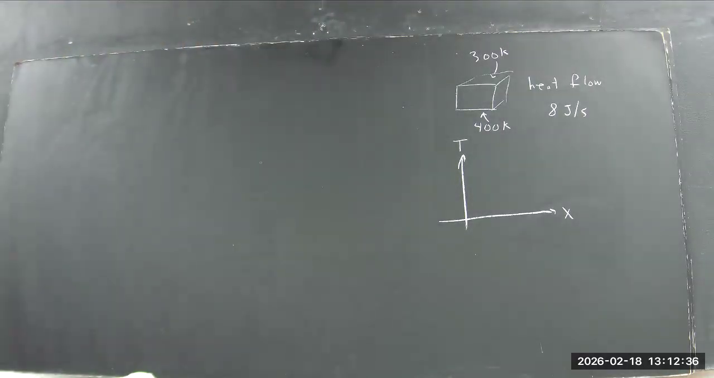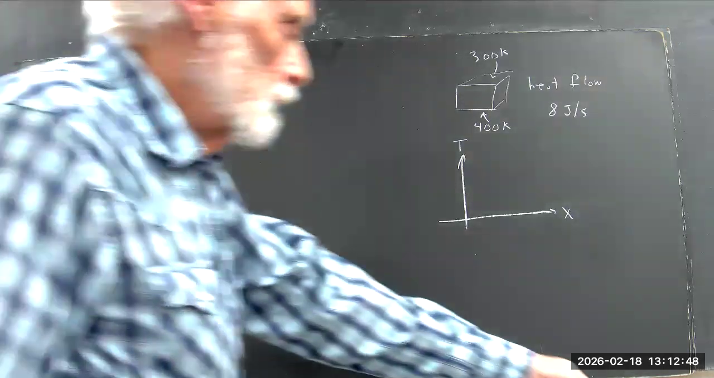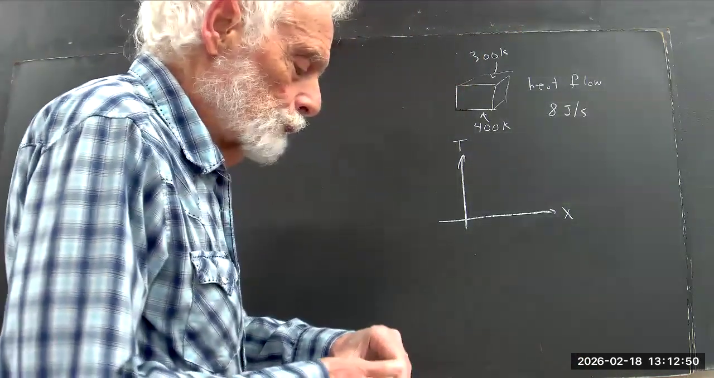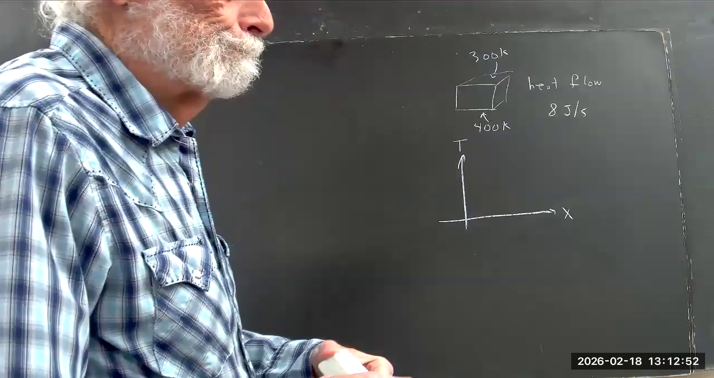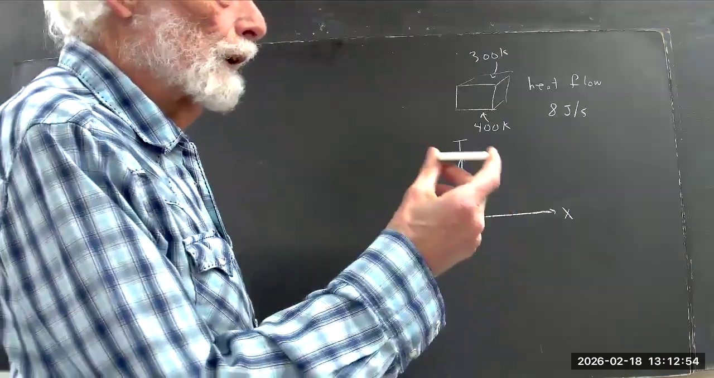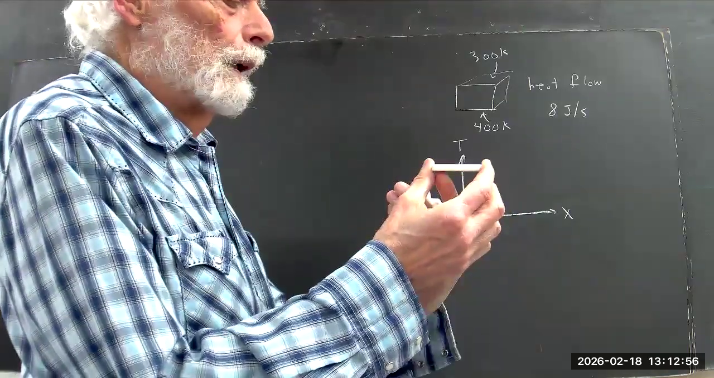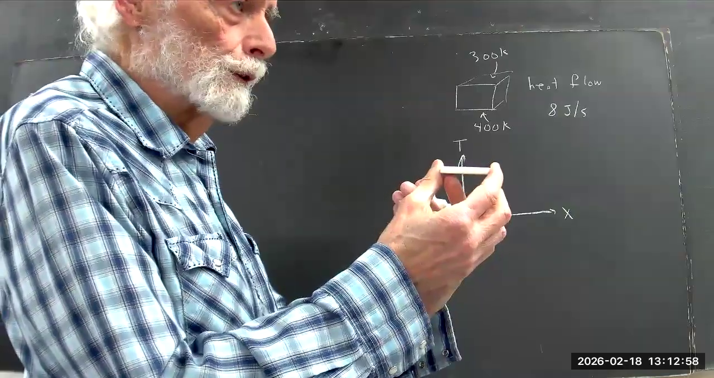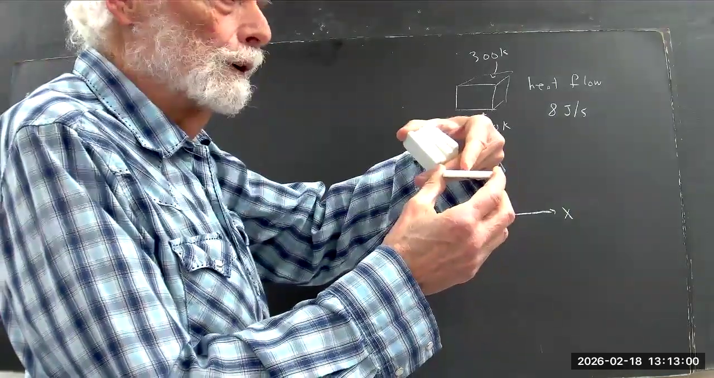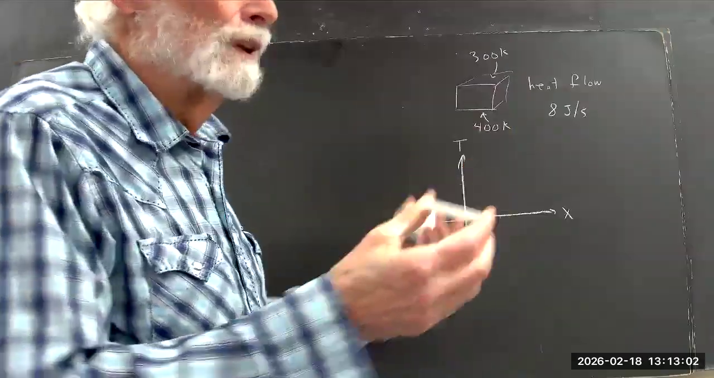Actually, I can get the slide down to the lower corner. Okay, the first thing we did was I said, I've got one domino here, the bottom at 400, the top at 300 Celsius or Kelvin.